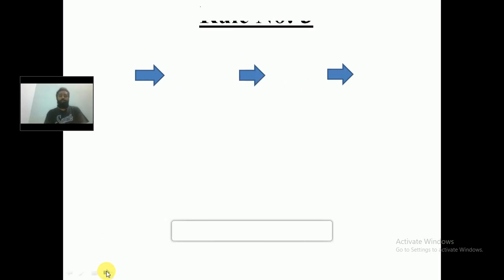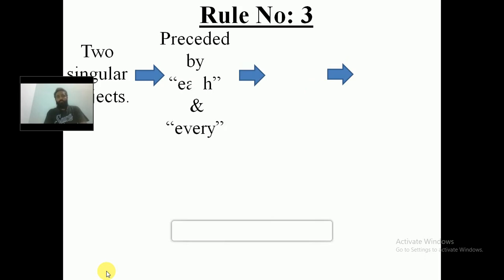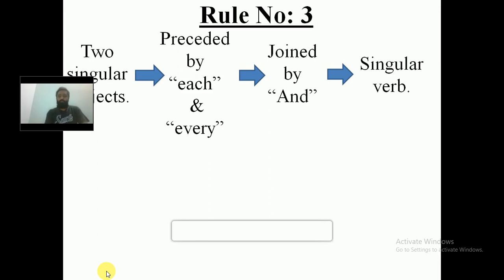Now move on to the third rule regarding the subject-verb agreement. When there are two singular subjects preceded by each and every, joined by and, it has to be a singular verb. Preceded means what comes before. So once again, two singular subjects preceded by each and every, joined by and, it has to be a singular verb.